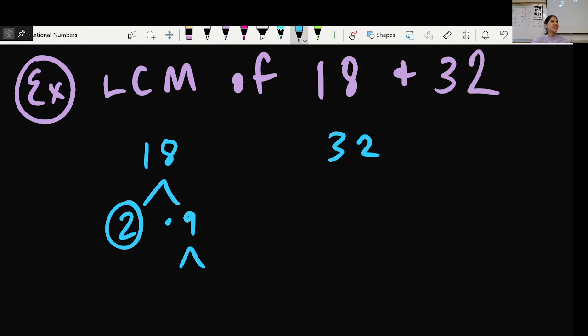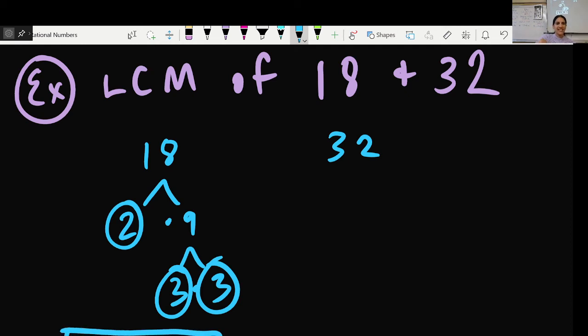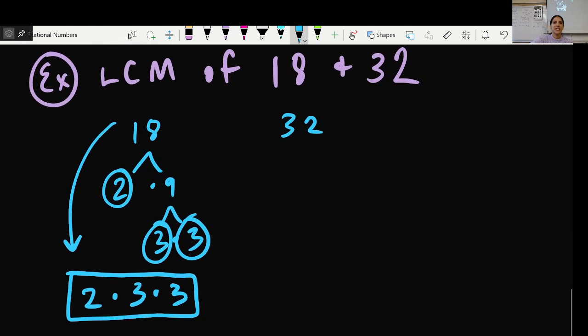Do you remember what we call these things? What is this? A what tree? A factor tree. Good. And then 3 times 3. So now I have a product of all these primes. I'm going to write them this way: 2 times 3 times 3. And I'm going to put it in a box to say that's the same thing as 18. That's 18 written as a product of prime factors. That's how we would say that.